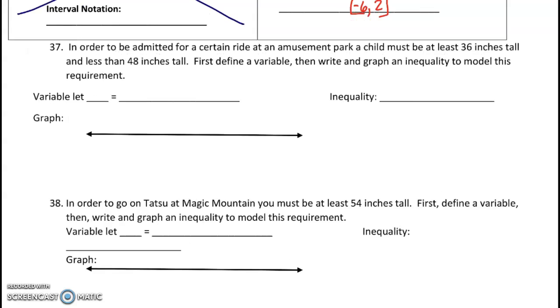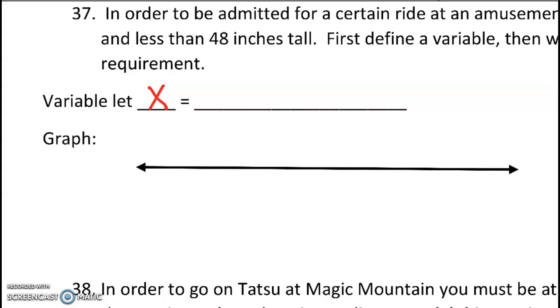In order to be admitted for a certain ride at an amusement park, a child must be at least 36 inches tall and less than 48 inches tall. First, determine a variable and write a graph of an inequality. What variable do you like? X. X can stand for anything. What does it stand for in this case? The height. Height is correct. I'll take inches. Your choice. Height or inches, both work.